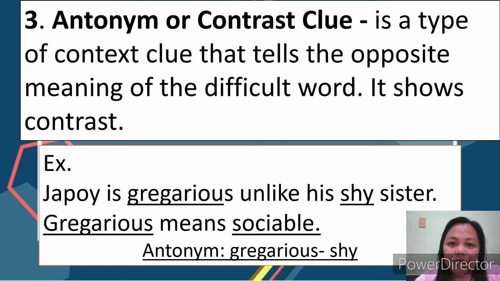Gregarious is an unfamiliar word for you. You don't know the meaning of gregarious, but then the context clue, which is the antonym shy, helps you understand the meaning. Gregarious means sociable. Sociable is the opposite meaning of shy. So, the antonym of gregarious is shy. So, gregarious means sociable. So from there, you can understand the meaning of the difficult word.